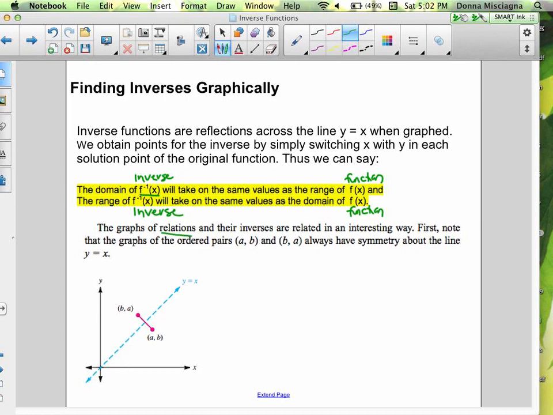So you know, all functions are relations. They meet the definition for relations. And you learned about that, I believe, in Algebra 1. Right? For a relation, every x just has to be paired with any old y. So all functions are relations. Not all relations are functions.